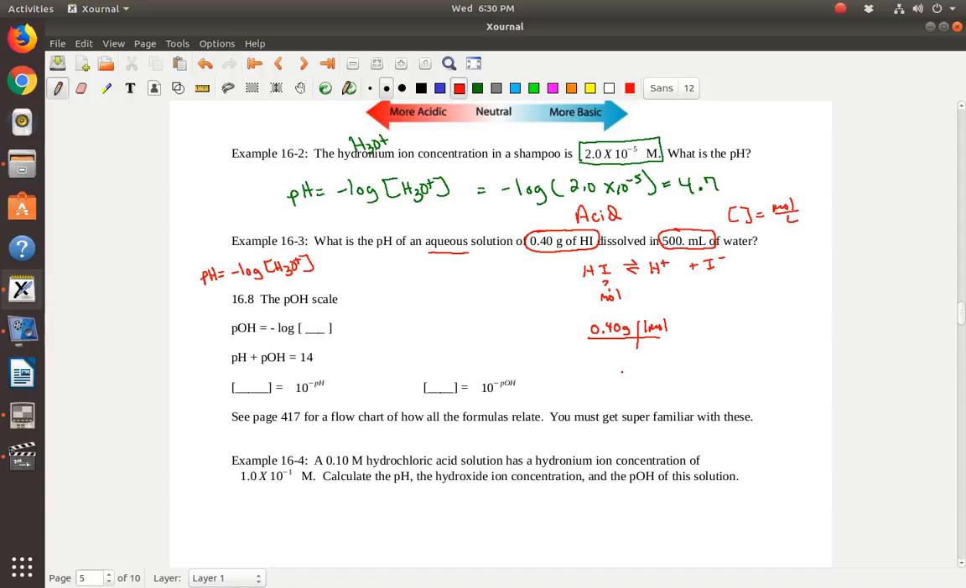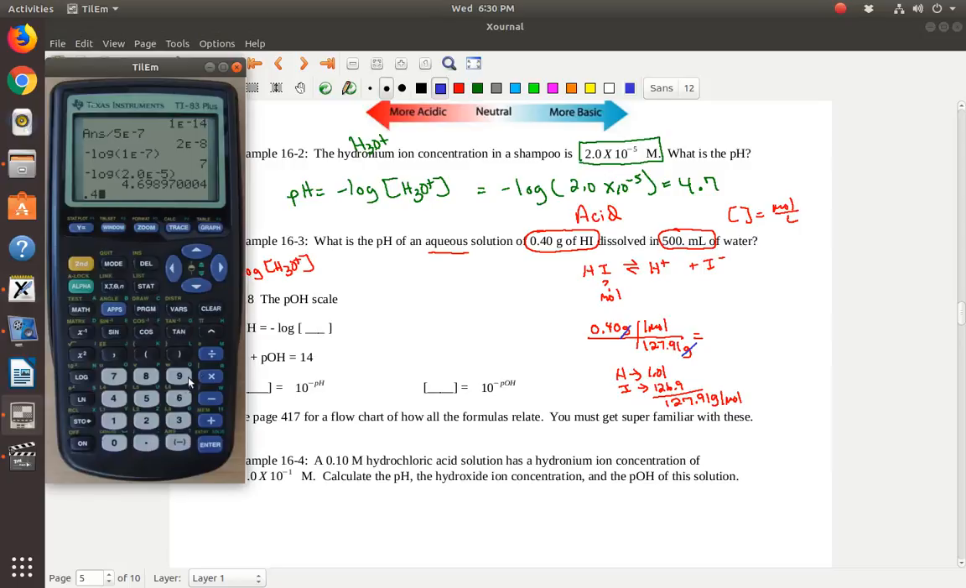So I always go and look it up, and hydrogen is 1.01, and iodine is 126.9. Add them together, we get 127.91 grams per mole. That's the molar mass. So we're going to turn our grams of hydrogen iodide into moles using the molar mass, like we've done a million times at this point. Grams cancel.